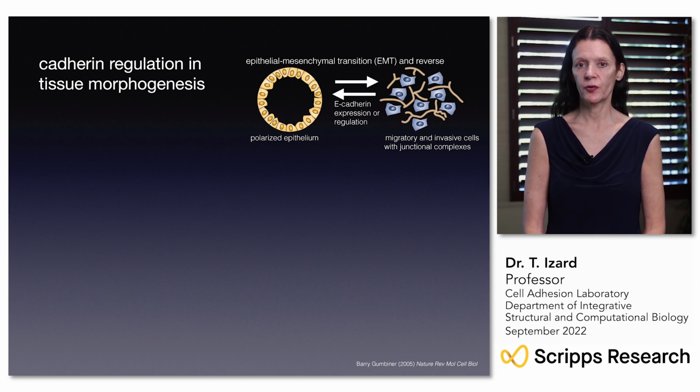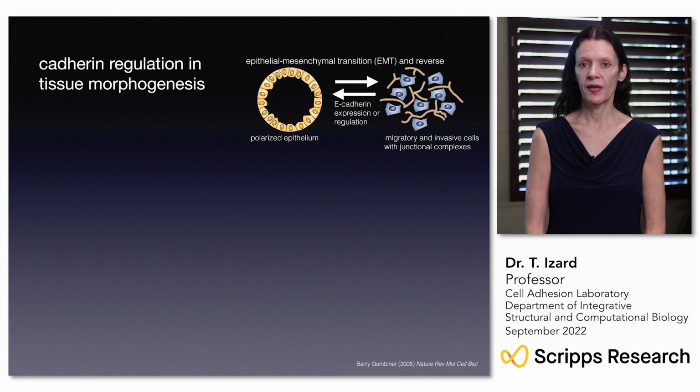E cadherin, which stands for epithelial cadherin, plays a role in epithelial mesenchymal transition. If E cadherin is lost, then the cell loses its polarity and starts to migrate and to become invasive. So, E cadherin is clearly important in tumor cell invasion and metastasis.